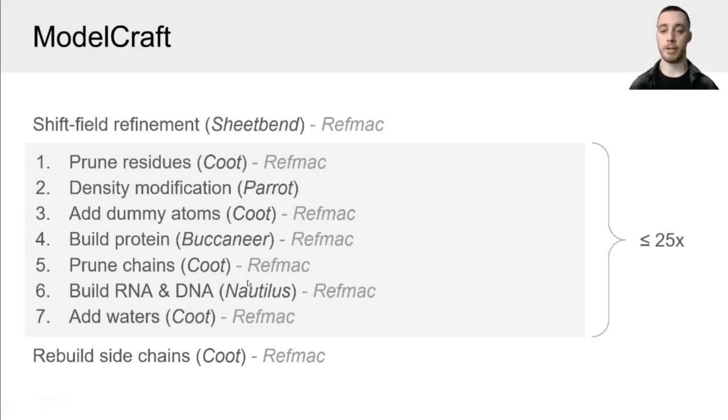Then there is a step to build RNA and DNA using Nautilus, and finally a step to add waters using Coot. Most of these steps are followed by RefMac. The adding water step at the end, again, is only accepted if the free R factor improves, like when the dummy atoms are added. These 7 steps make up a single cycle of ModelCraft, and that runs for up to 25 cycles. It stops if R free stops improving for a set number of cycles. And then if your resolution is better than 2.5 and your R work is better than 30%, there's a step to try and rebuild sidechains in Coot.